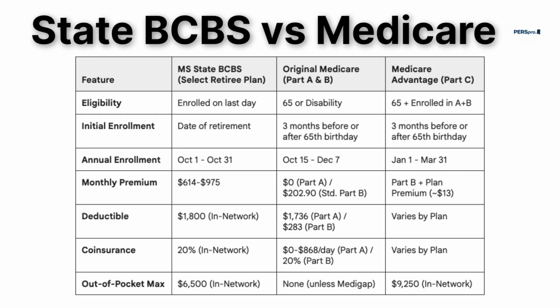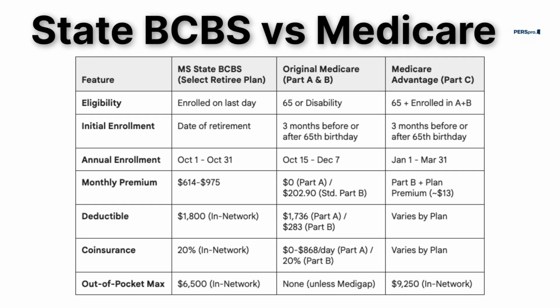In terms of enrollment, the initial enrollment period for Blue Cross Blue Shield State Health Plan is at the time of retirement. For original Medicare and Medicare Advantage, the initial enrollment period is a 7-month window, including 3 months before, the month of, and 3 months after your 65th birthday. The annual open enrollment period for Blue Cross Blue Shield State Health Plan is October of each year, while the annual enrollment period for original Medicare is October 15th to December 7th, and the open enrollment period for Medicare Advantage is January 1st to March 31st.